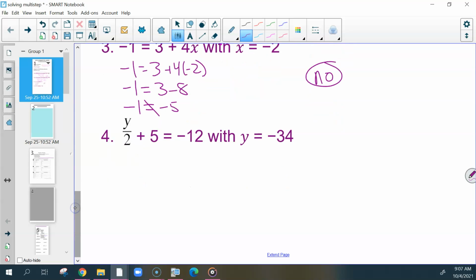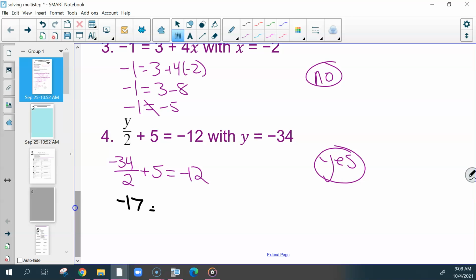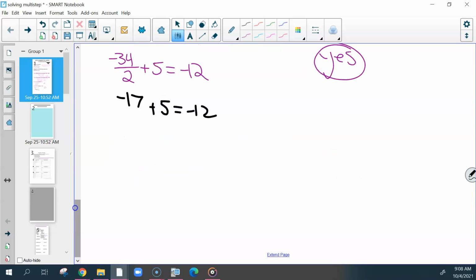Did you get that this was or was not a solution? It was. And really quickly, I'll put that back in. Divide those by 2 to get -17. -17 plus 5 is -12. These are the same.